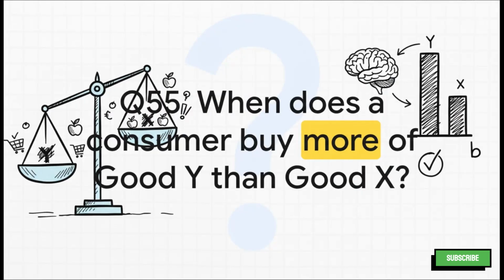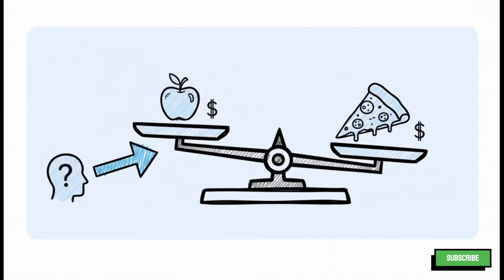All right, let's move on to question 55. A consumer will purchase more of good Y than good X only when... This one, I love this one. It gets right to the core of how economists model our decisions as rational consumers. The answer is B, and once you see the logic, you'll realize it's something you probably do without even thinking about it. So it all boils down to one simple idea: getting the most bang for your buck, or as economists call it, utility per dollar.